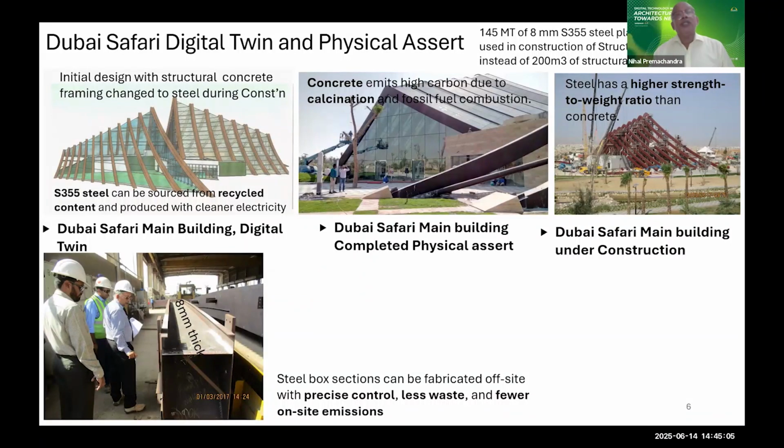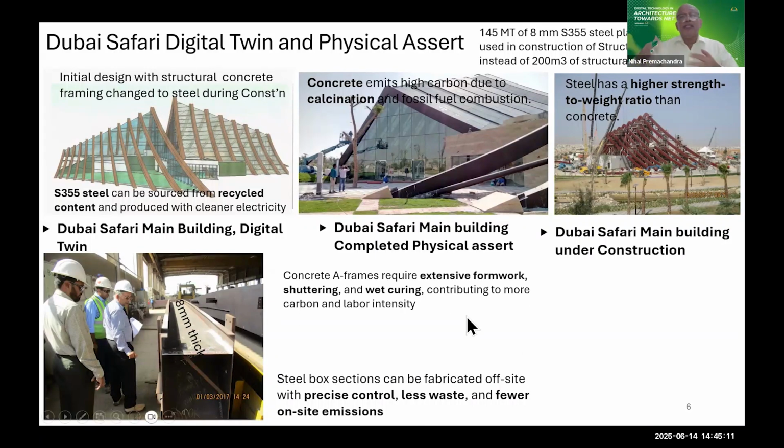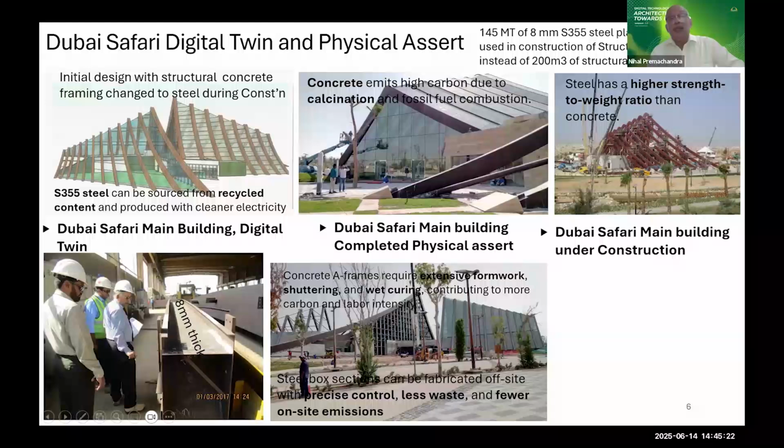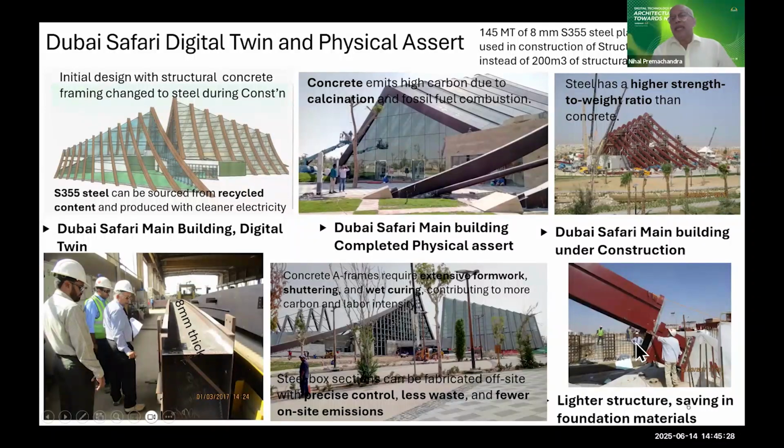So you are reducing the emissions because it is prefabricated. And if I start making a concrete frame, I would have constructed extensive formwork, shuttering, wet curing, contributing to more carbon and labor intensity. So that I prevented by using this steel, and this is the final product that we produced there.